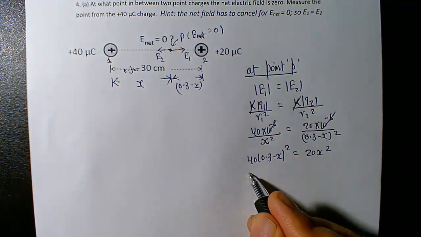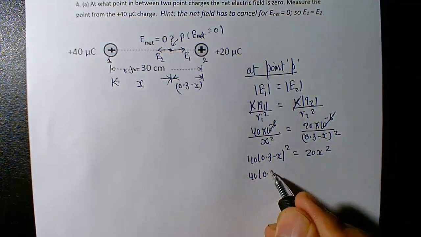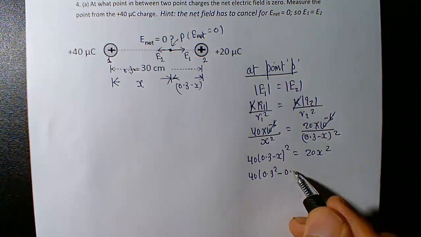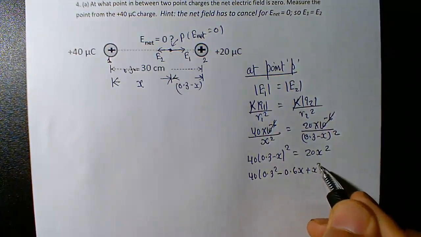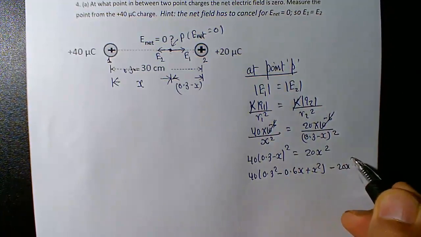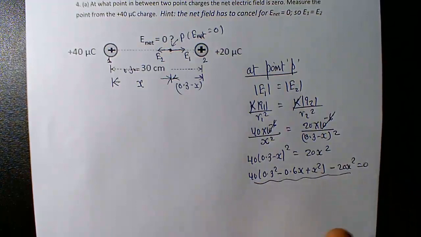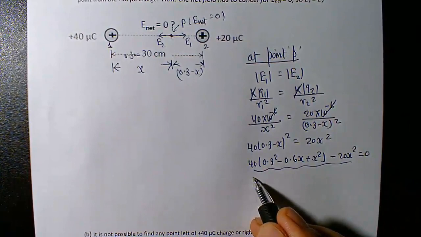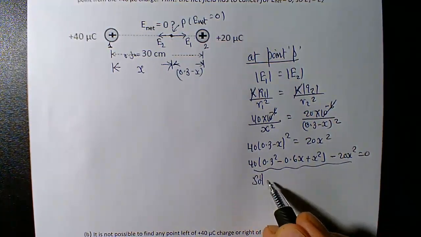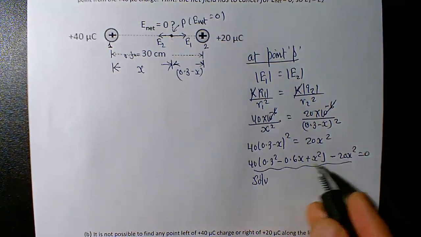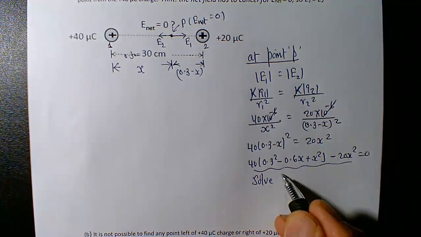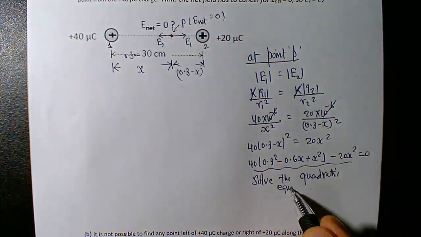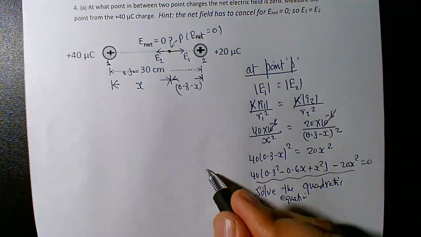And then you do some algebra: 40 times 0.3 squared minus 24x plus 40x squared minus 20x squared is equal to 0. After playing with this algebra, you will end up with a quadratic equation, and you solve this quadratic equation. I will leave it with you. The quadratic equation will give you two solutions, right?